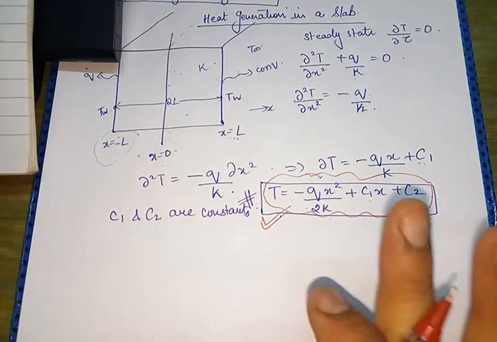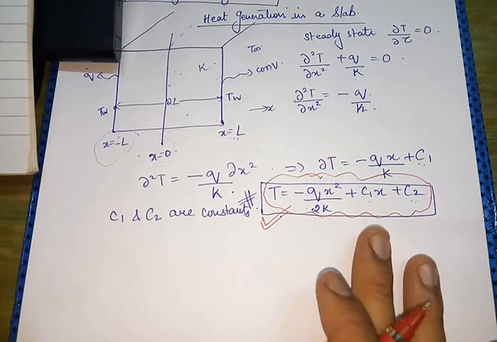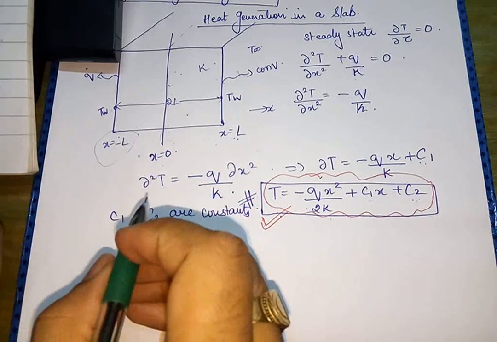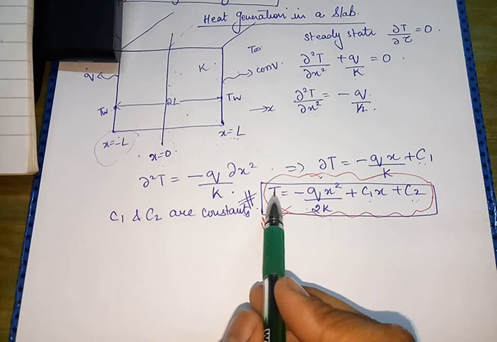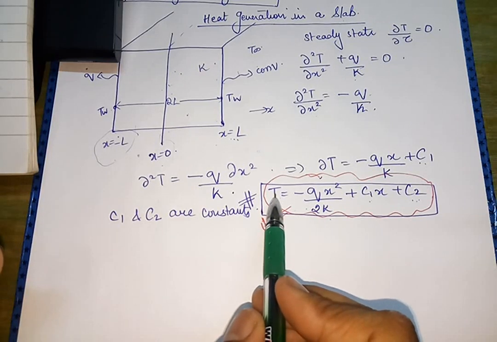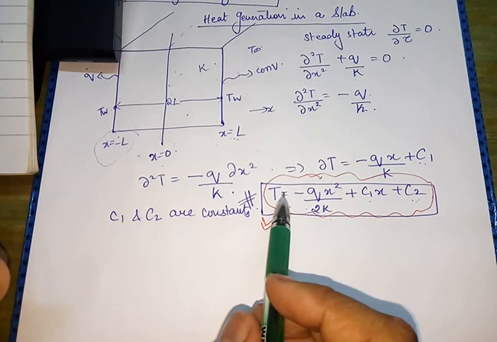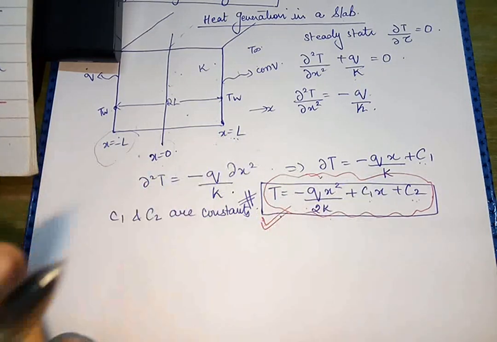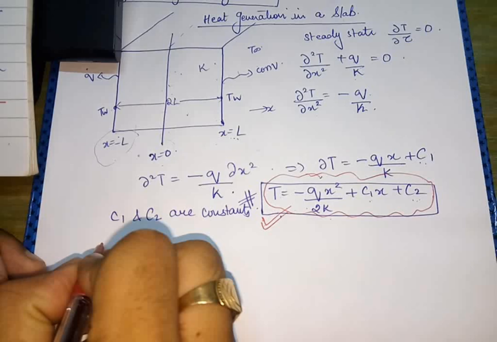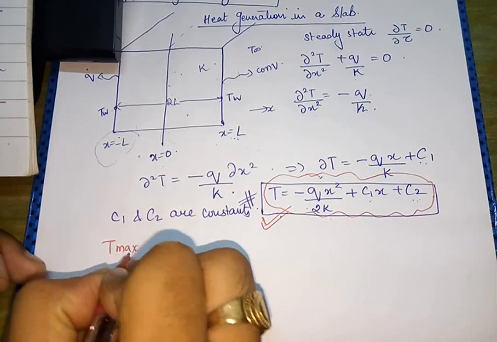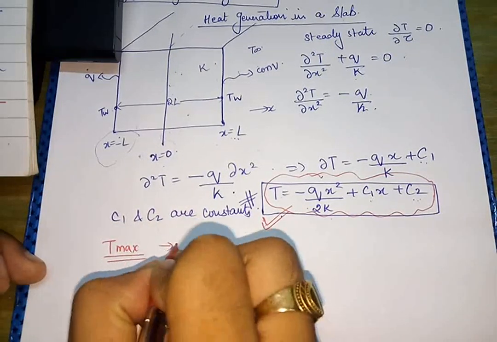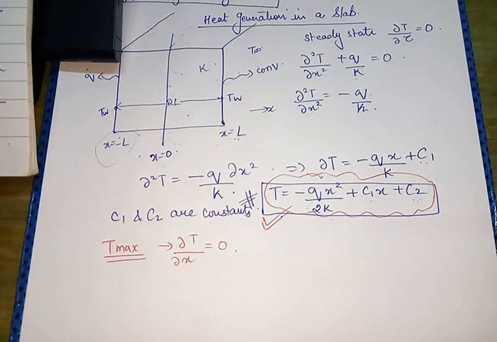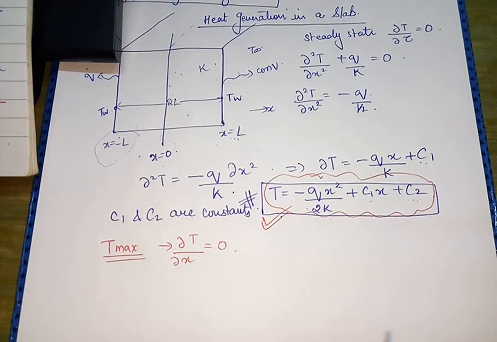We'll be doing all the numericals at the end of the chapter. Now if we need to find the location of maximum temperature, in order to get maxima and minima for T max, we will have del T upon del X equals 0.